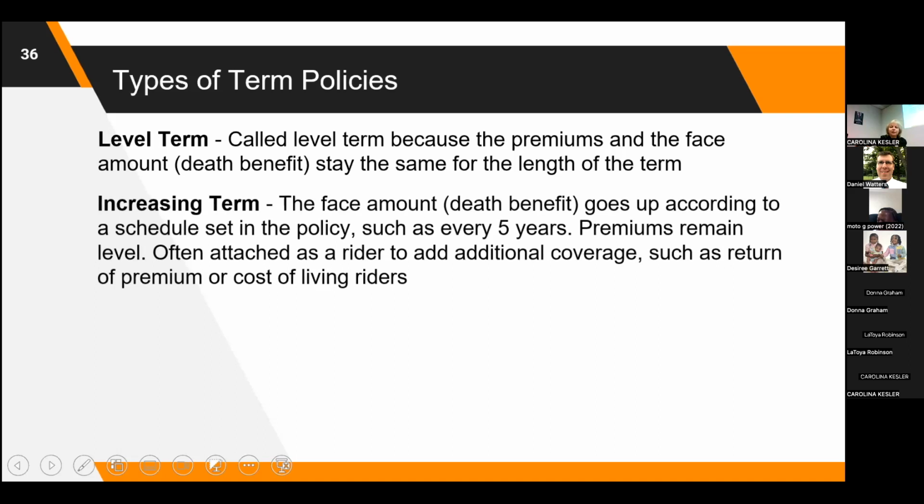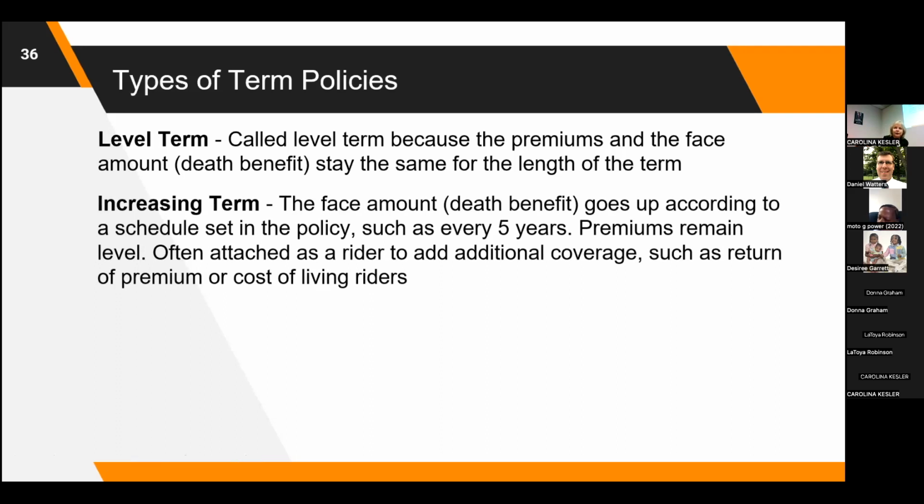Increasing term, the face amount or the death benefit goes up according to a schedule set in the policy, such as every 5 years. Premiums remain level. So they factor it in. So the premiums are going to probably be kind of high, right? Because the face amount is going to increase. It's often attached as a rider to add additional coverage, such as a return of premium or cost of living rider.